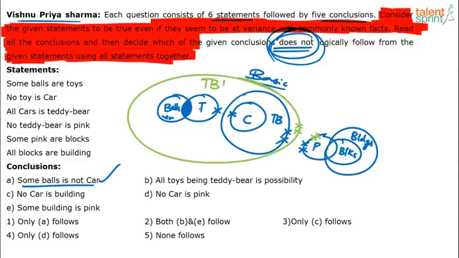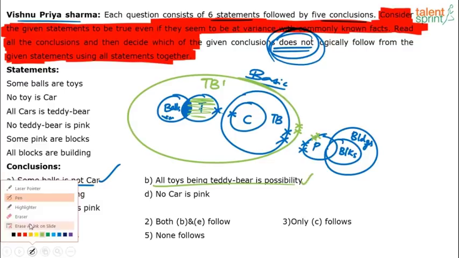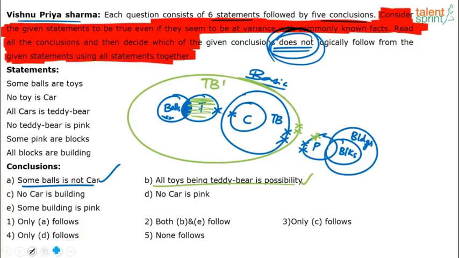And in the process, I find that all the toys have become teddy bears. So is it possible? Yes, it is possible. So all toys being teddy bear is a possibility. So B is also true, right? B is also true. This is true.